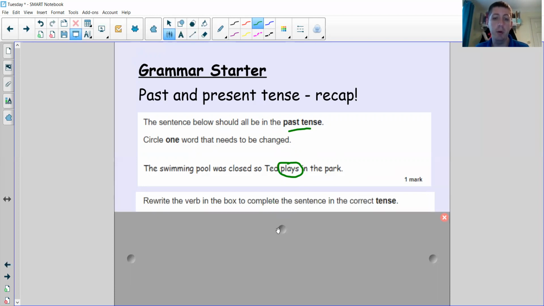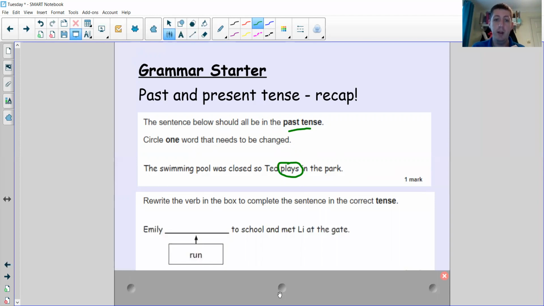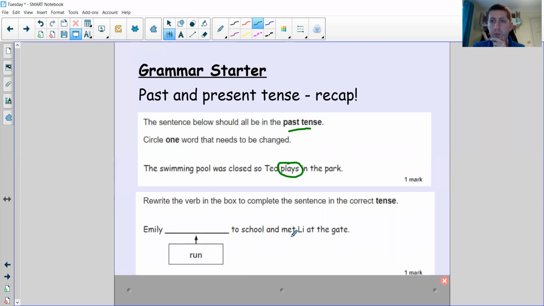Rewrite the verb in the box to complete the sentence in the correct tense. Emily run to school and met Lee at the gate. Now, met, that's something she's already done, so that's in the past. So we can't use run. What word would we use instead of run to make it in the past tense?